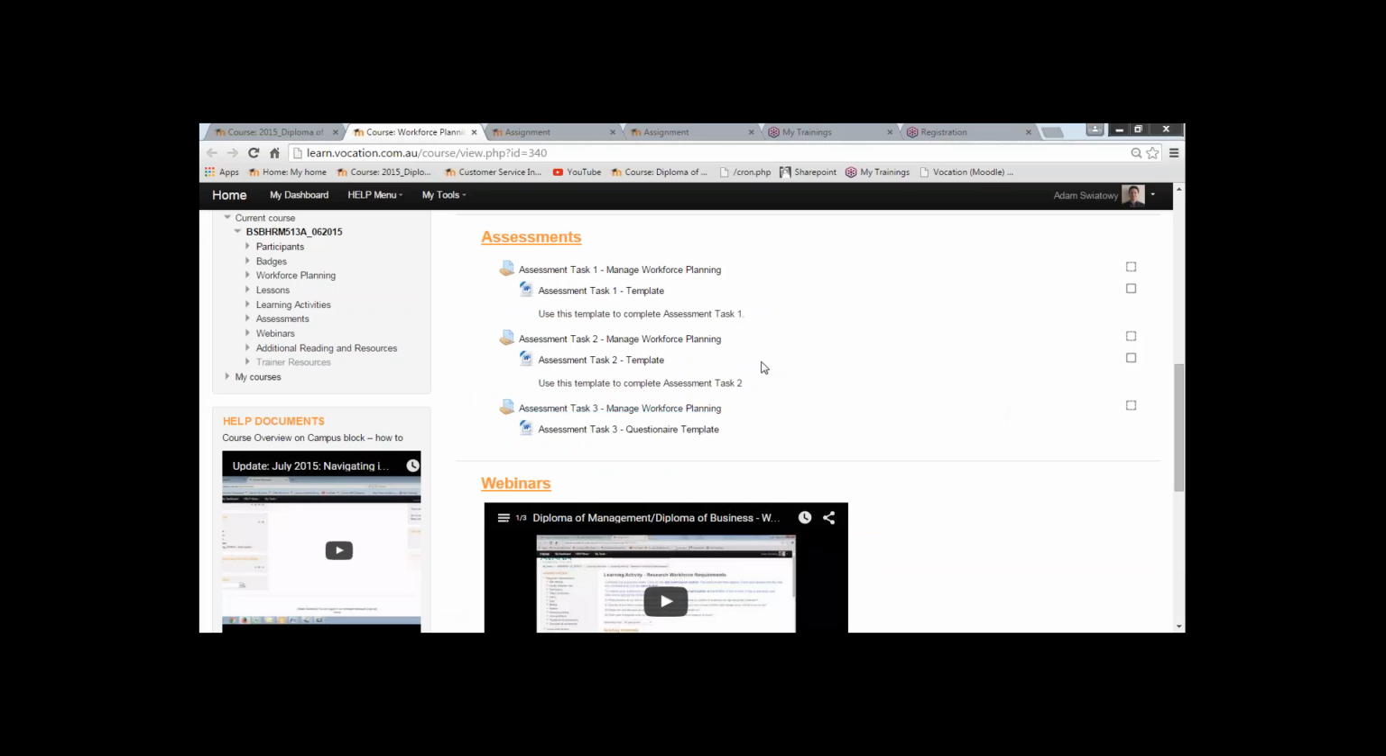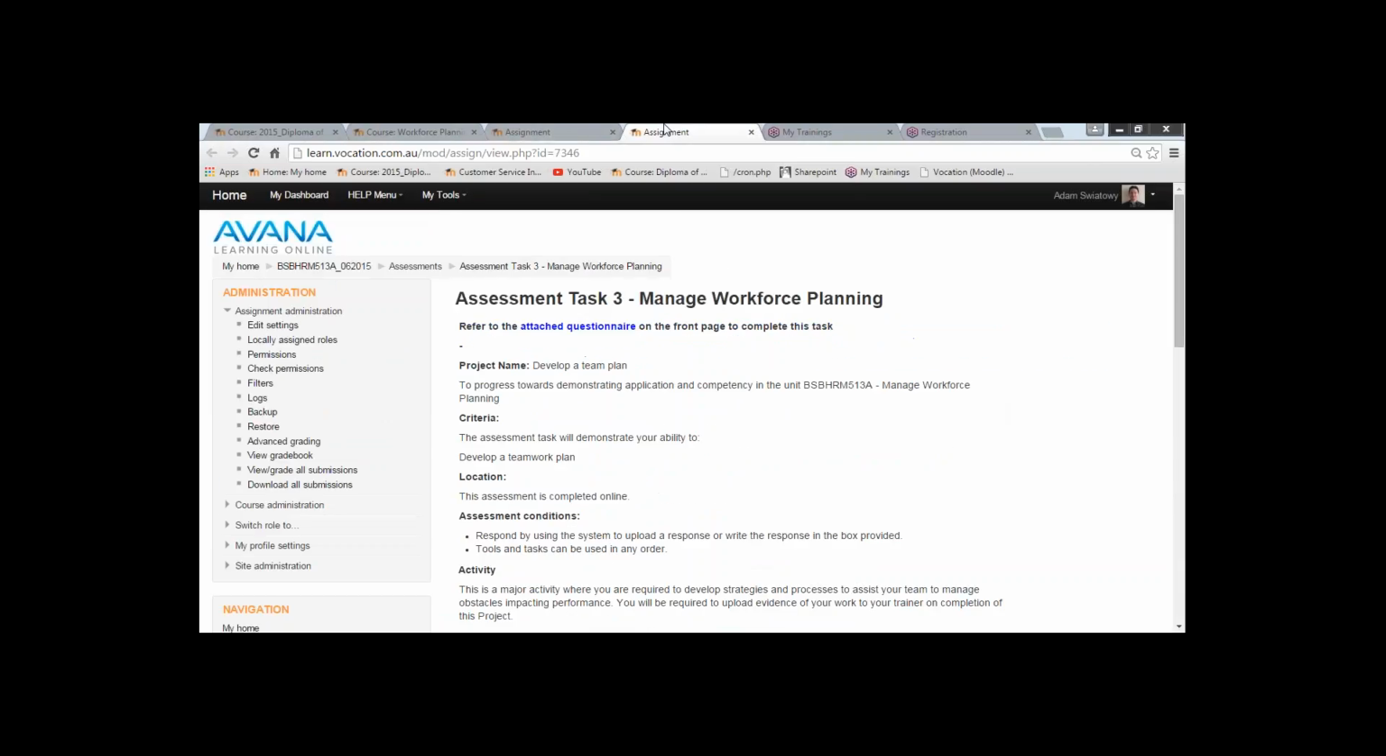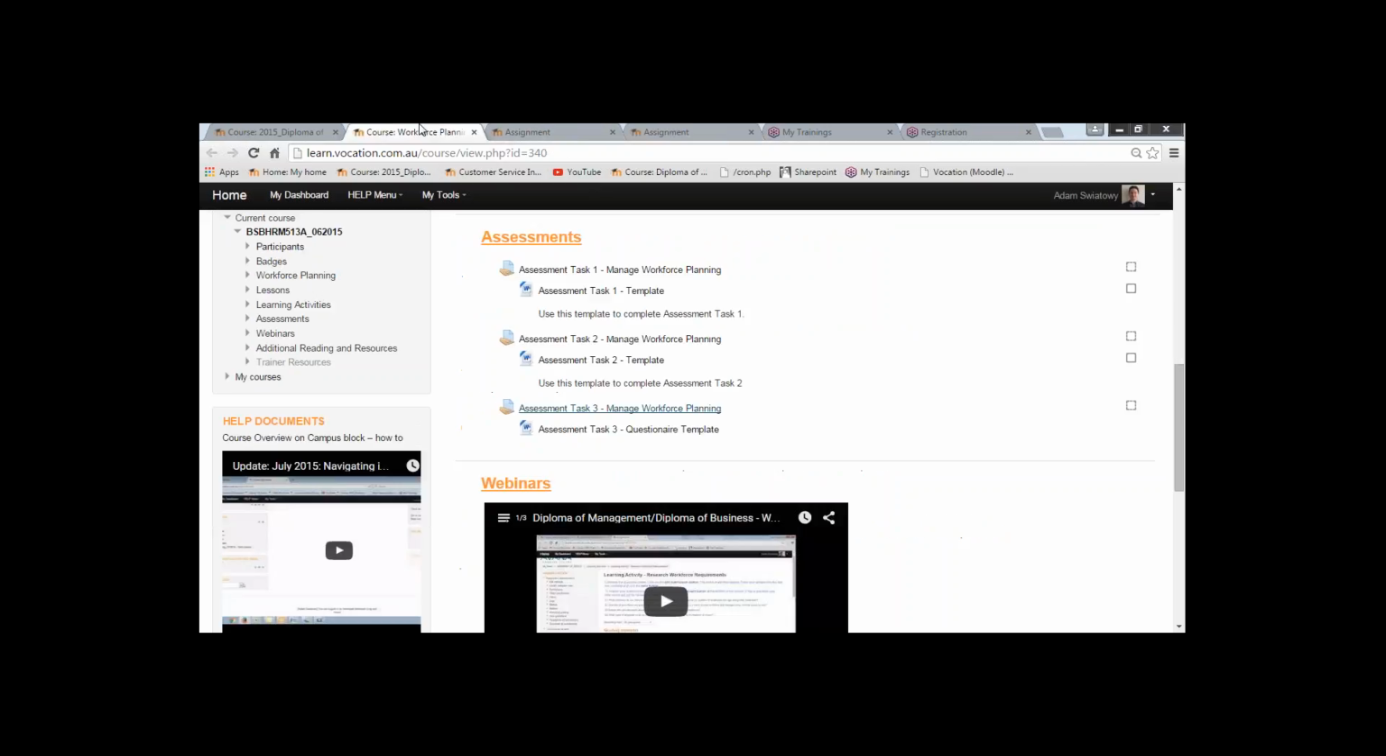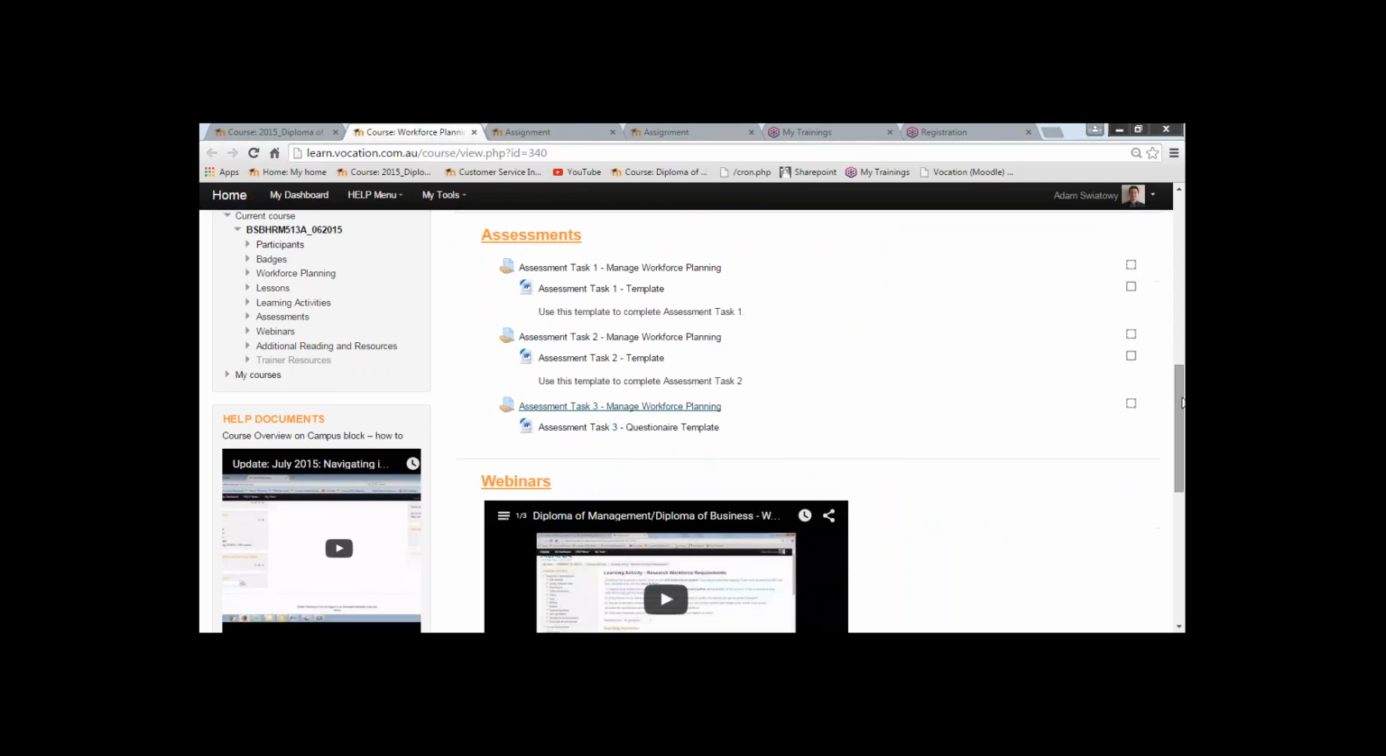One last assessment task to take you through, which is assessment task number 3 for this subject, manage workforce planning. Let's have a look at that one. This one is an interesting one. It looks at a little bit of team dynamic. We're starting to move into our next subject, which is all about ensuring team effectiveness, teamwork, understanding teams. We're going to get right into all of the elements of teams very shortly. But for this one, this is a bit of a taste of some of the things that can happen in a team.